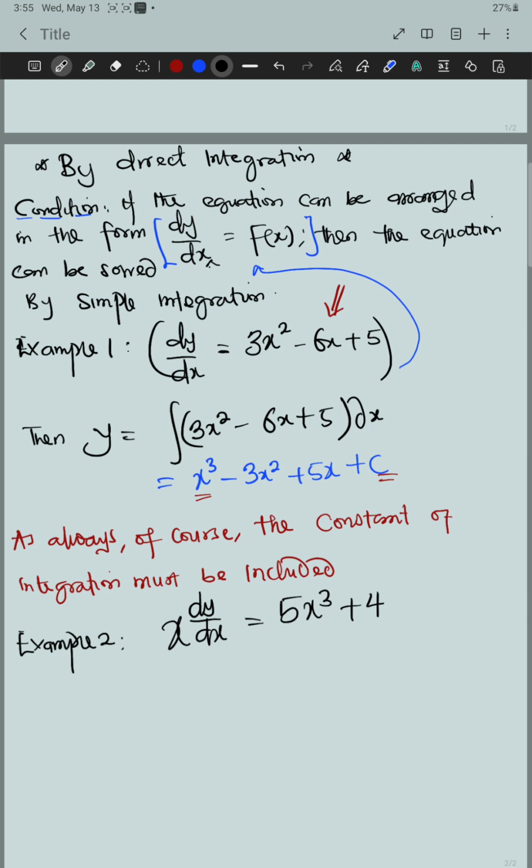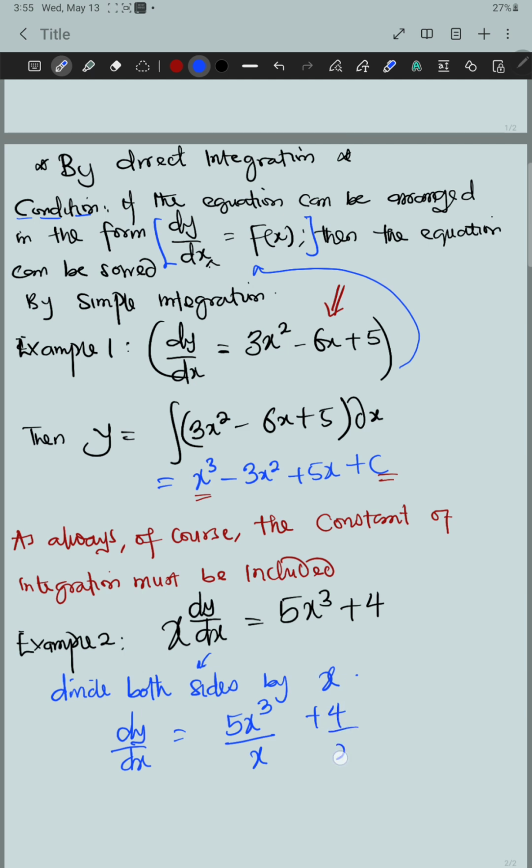My first step is to isolate dy/dx. So I'm going to divide both sides by x. If I divide both sides by x, I have dy/dx = 5x³ divided by x plus 4 over x. This means dy/dx = 5x² + 4/x.